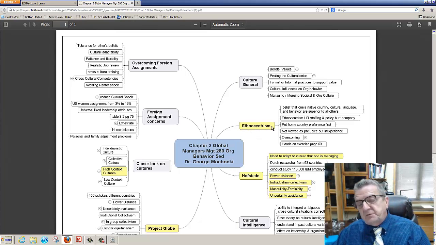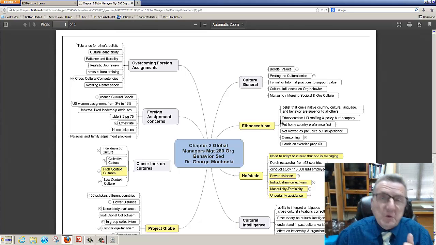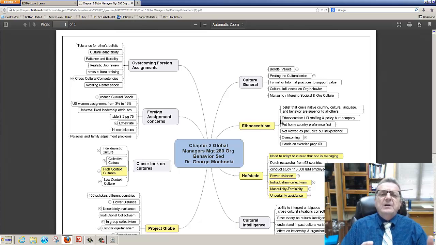And if you look at ethnocentrism, we all believe that our culture is the best culture. So I'm not trying to change another person's culture. I'm trying to show them the best of my culture. I'm saying when you're working in this company, here are the rules and the values of this culture.